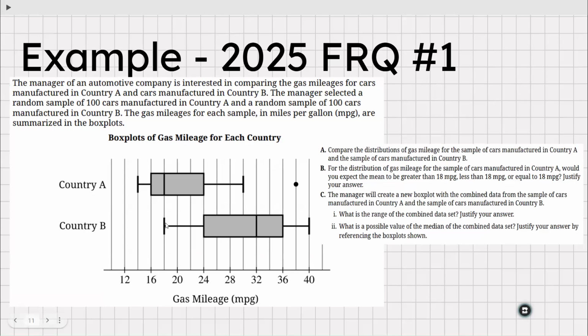Its max is 40, its min is 18. 40 minus 18 tells me country B has a range of 22 miles per gallon. What about country A? I'm hoping everybody sees country A's minimum. The smallest value is 14. What's their biggest?